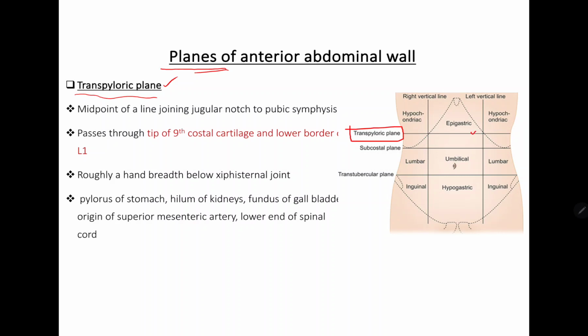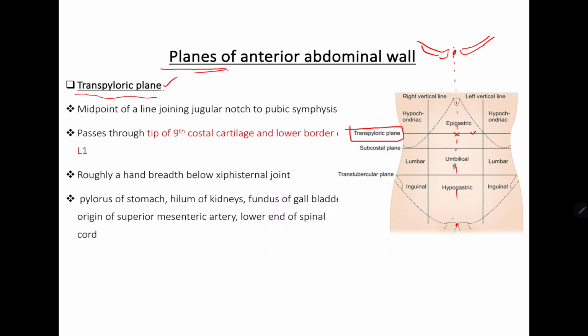So how will you draw the transpyloric plane on the surface of the body? First, you make a line from the jugular notch. You know there is the interclavicular area; here we have the two clavicles. Interclavicular, that is the jugular notch. From the jugular notch to the pubic symphysis, if we make a line over here and take the midpoint of that particular line, that is known as the transpyloric plane.